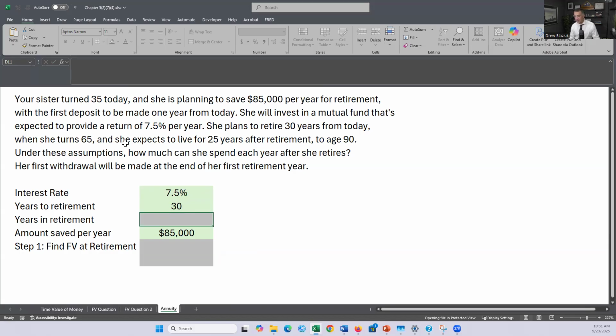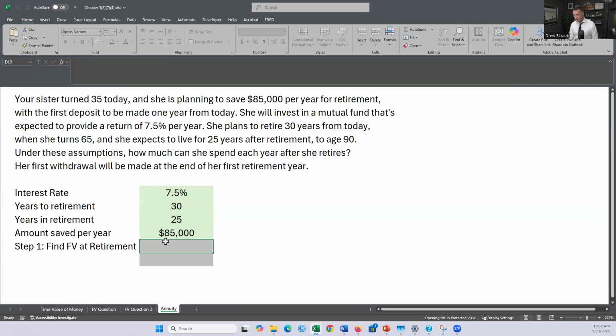So what we're trying to find is, she's going to save 85,000 per year at 7.5% per year for 30 years. After that point, we're going to have a certain dollar amount. How much can she take out per year if she saves 85,000 for 30 years, for 25 years? So she's going to save it for 30, and how much will she have per year? All right, so let's plug that in. So we have 25 years of retirement. We have all those numbers saved.